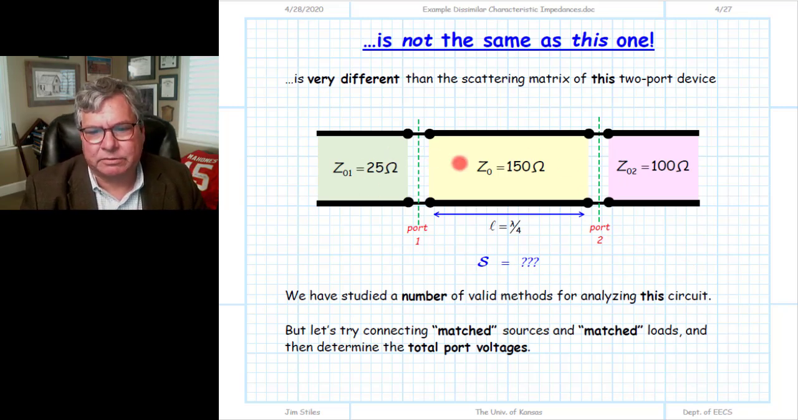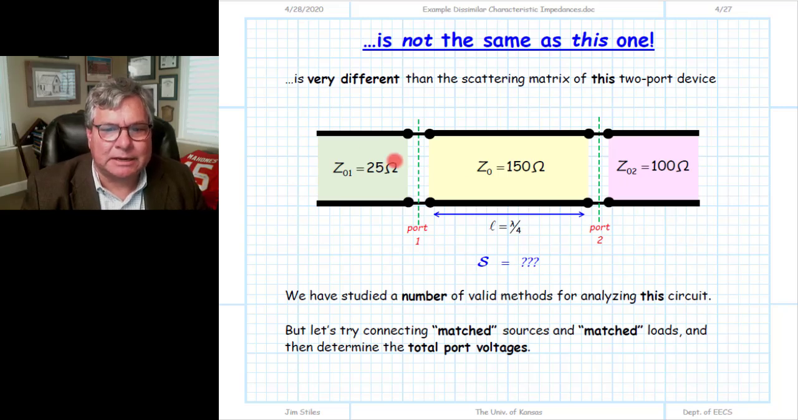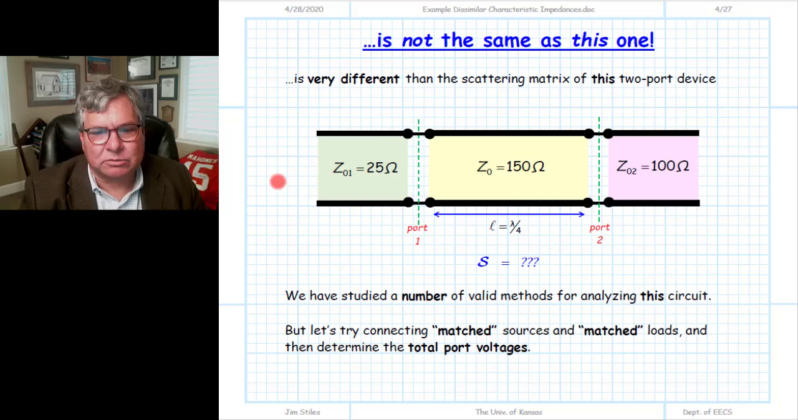Boundary conditions: we know the telegrapher's equation solution for each of these three transmission lines, and we could apply boundary conditions, solve for the different wave amplitudes, plus and minus, and from that determine the exiting or scattering wave on each of the two ports in terms of an incident wave on each of the two ports. But the method we're going to use here is to apply our matched source and our matched load.